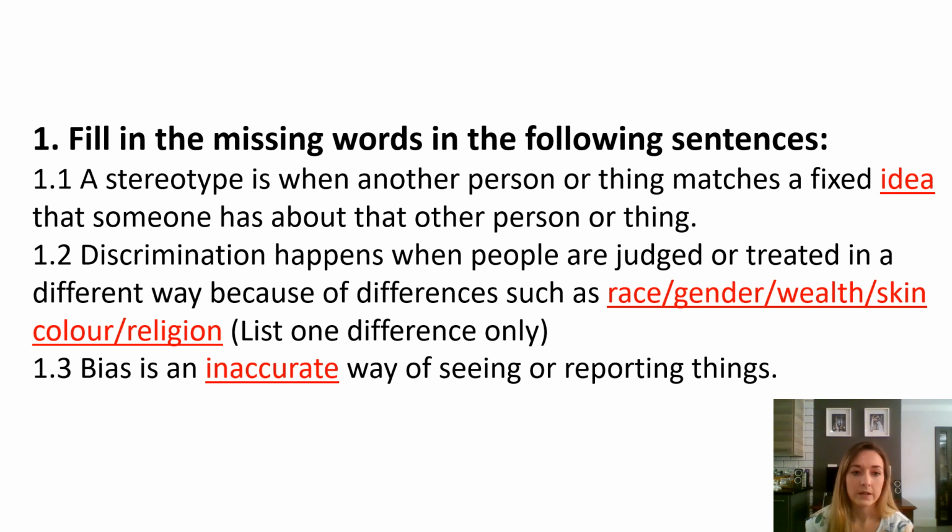For 1.1, you needed to fill in the word idea. For 1.2, you needed to fill in either race, gender, wealth, skin color, or religion. Remember that one was just one difference. And then 1.3, you needed to fill in the word inaccurate.